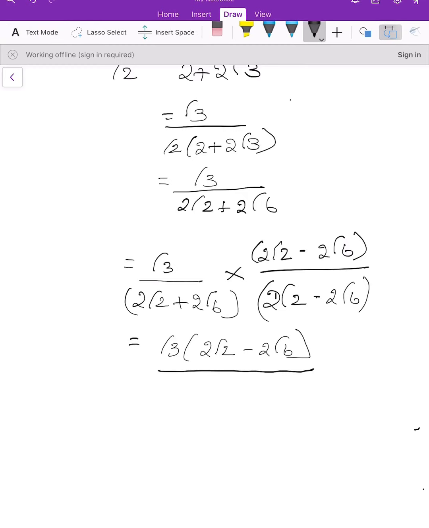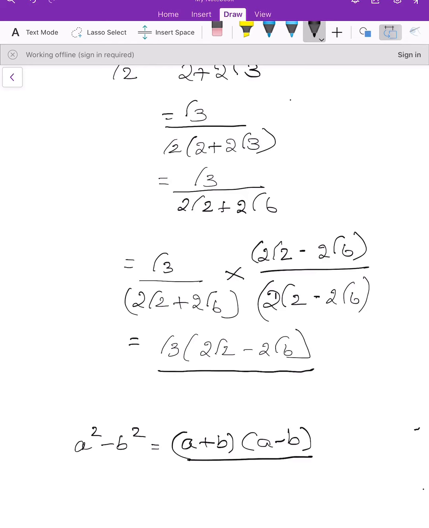I'm using this formula only: a square minus b square is (a plus b) into (a minus b). This formula is the only one I'm using. It is given as a plus b, a minus b, so I'll write it as a square minus b square.